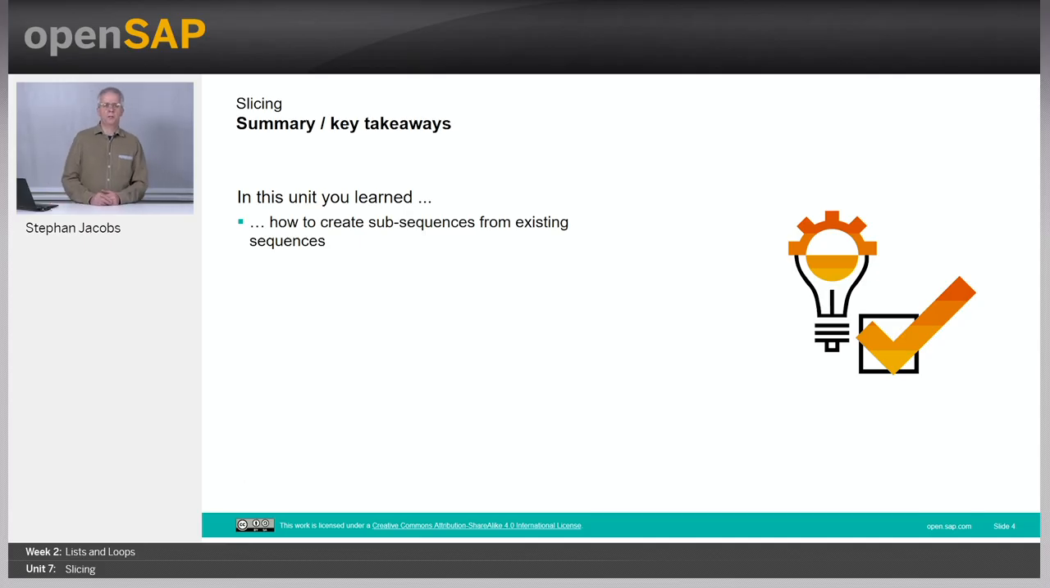So what have you learned? You can create sub-lists of lists. This is called slicing. And actually, this works not only for lists. This works for all types of sequences.